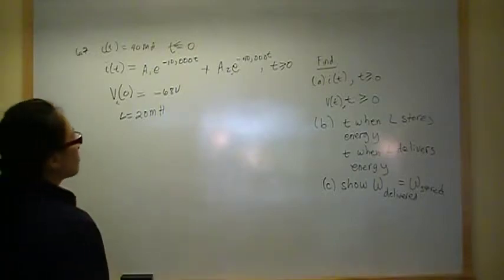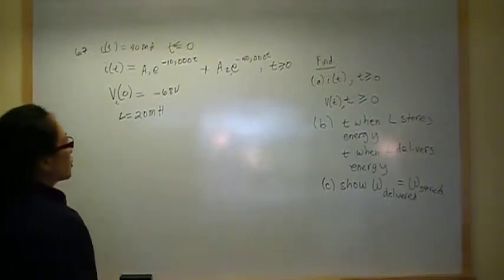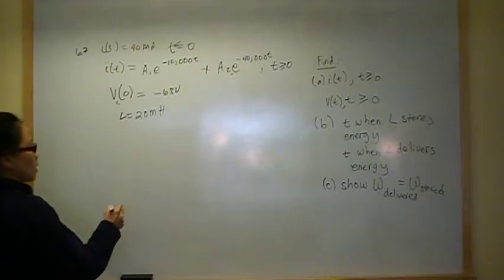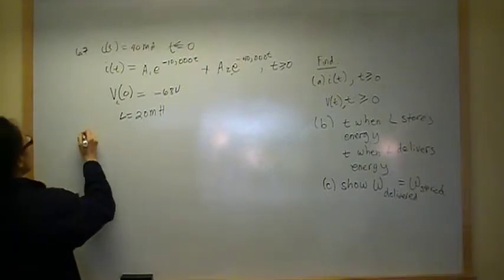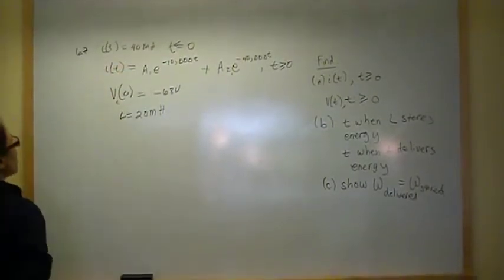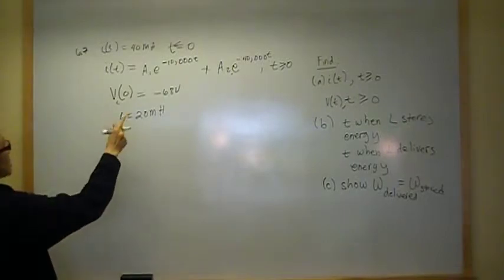So for part A, we need to find the general equation for the current. Like I said, we know that at time 0, we're at 40 milliamps, so we're going to set everything to time 0.